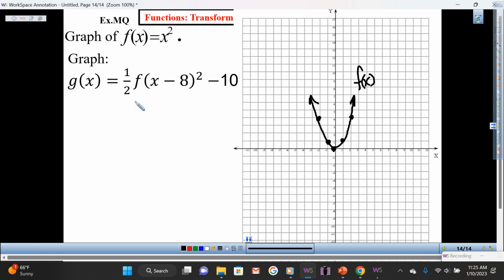Next, let's write our general rule underneath this one to see what we have. Equals a times f of 1 over b x minus h, plus k. All right, according to that, tell your neighbor where we're going to move our function to at the end. Where are we going to move it to at the end?